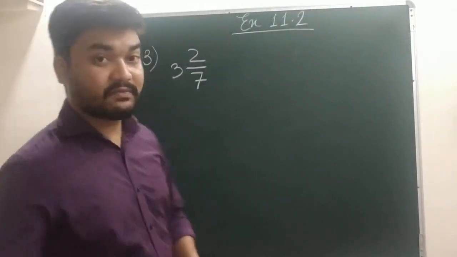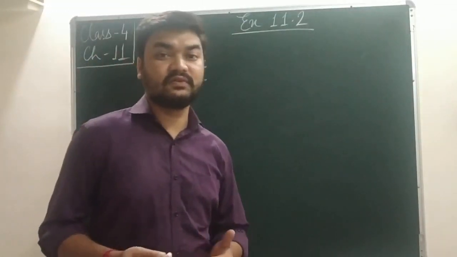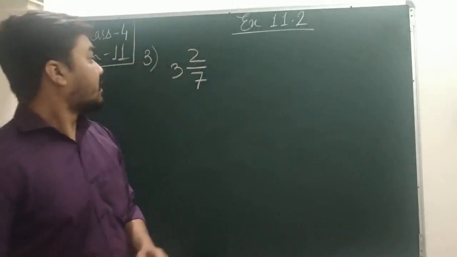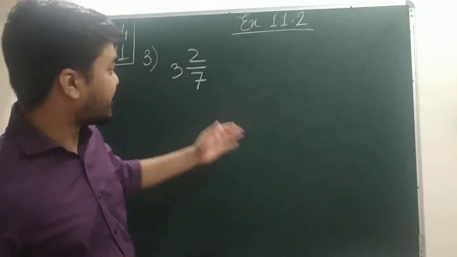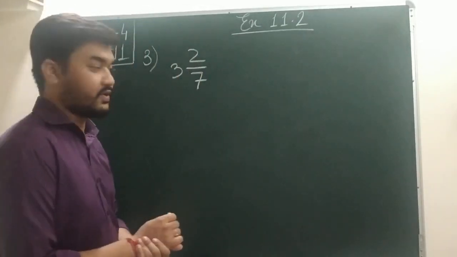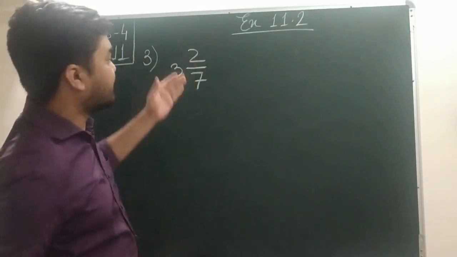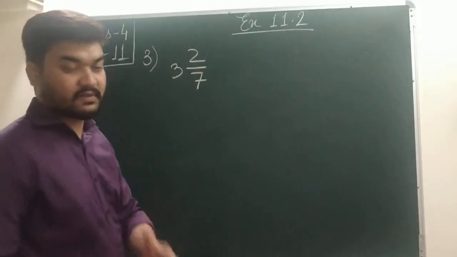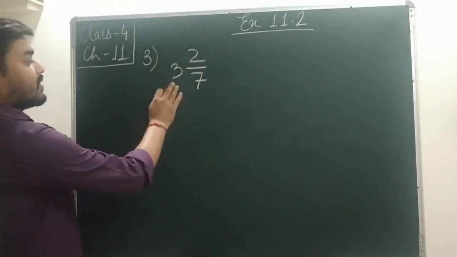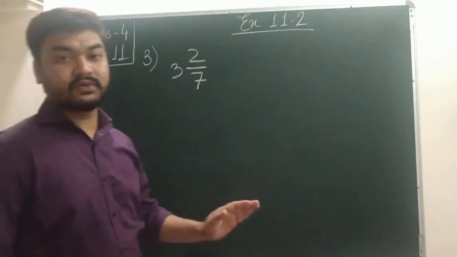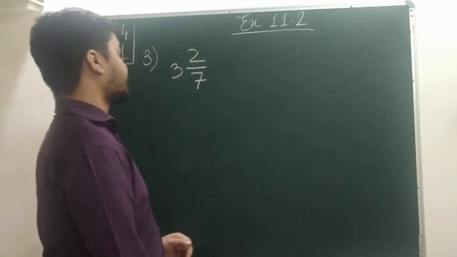Now question number 3. The question is given in mixed fraction. We have to convert into improper fraction. So let us see how we will do it. As I said, this 3 is a whole part. This 2 by 7 is a fractional part. So nothing to do with that. Okay. First step, how to convert the mixed fraction into improper fraction.